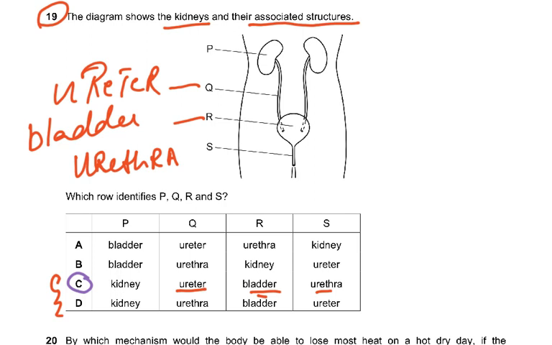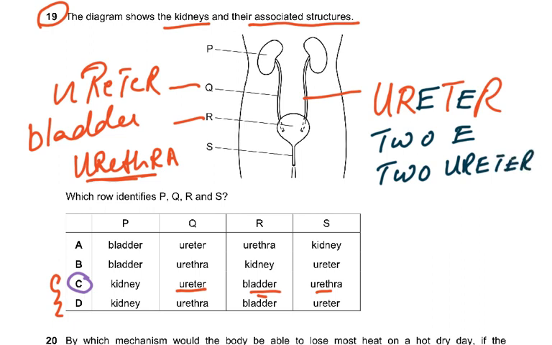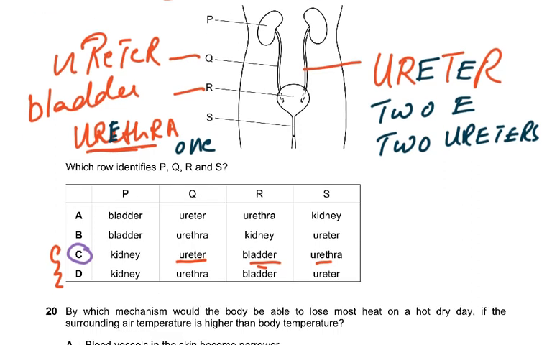You confuse urethra and ureter. But as I often tell you, remember it like this. There are two E's in ureter and there are two ureters, while in urethra we have only one E and there is only one urethra. So just a way to remember it. You see, it's all rote learning, nothing very difficult.